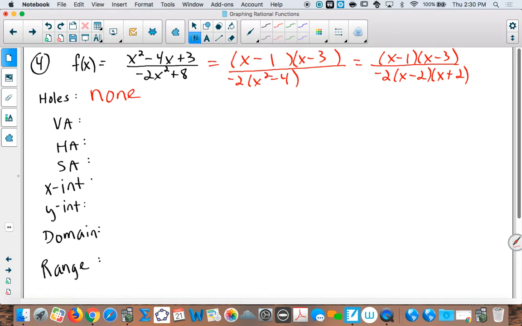Vertical asymptotes. How many will we have? 2. Yes. Who can give them to us? X equals 2 or -2. You could write plus or minus 2 if you want to write it that way.